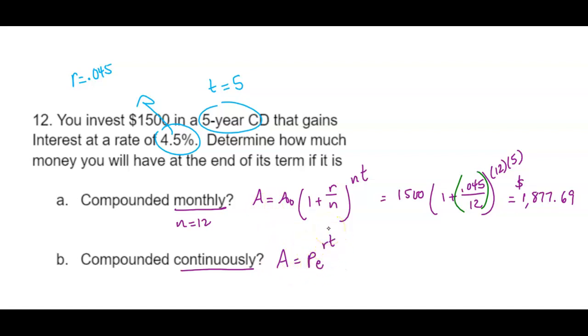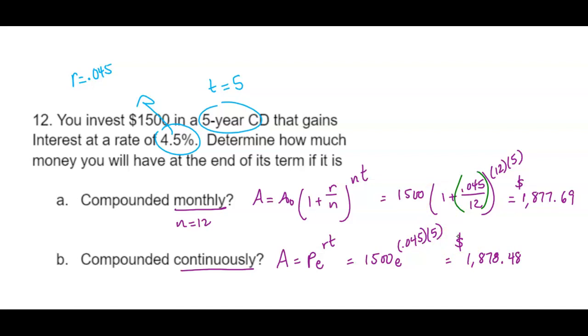Remember, e is not a variable. It is a number in your calculator. Our initial value is still 1,500, times e raised to the rt. r is 0.045. t is 5. All right, plugging that into your calculator, you should get the final value is $1,878.48.